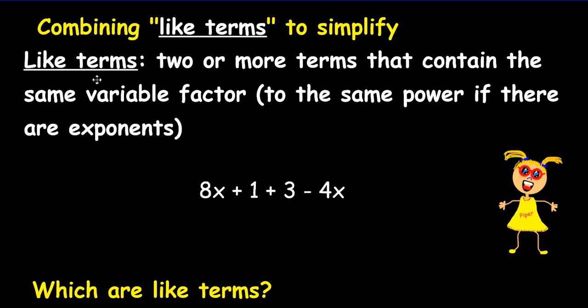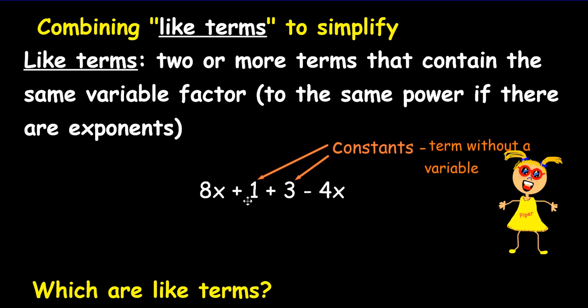Well, first, we need to know what like terms are. Like terms, by my definition, are two or more terms that contain the same variable factor. And that also means to the same power if there are exponents. So let's look at this example expression, 8x plus 1 plus 3 minus 4x.